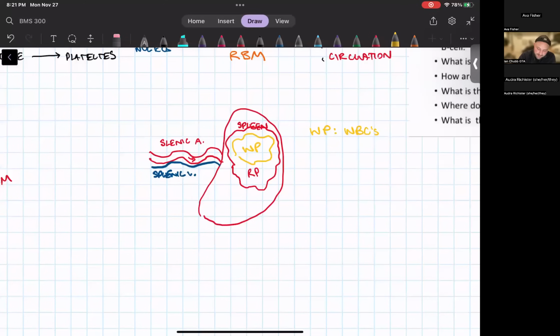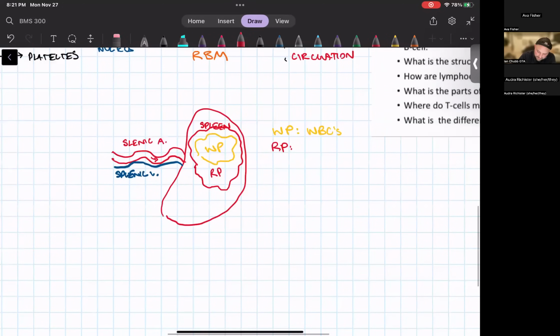Now the red pulp, that's why we can call it an immune organ in itself, because it has those germinal areas where we can actually kill off things. But the red pulp is really what's important. So the red pulp deals with erythrocyte recycling. I don't even know if I should use the word recycling, but I will for now.